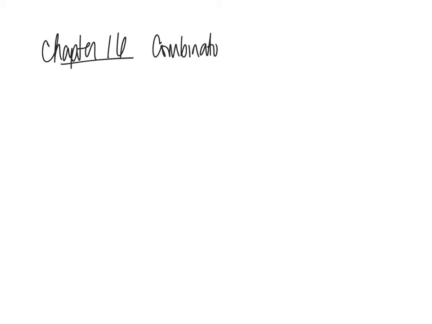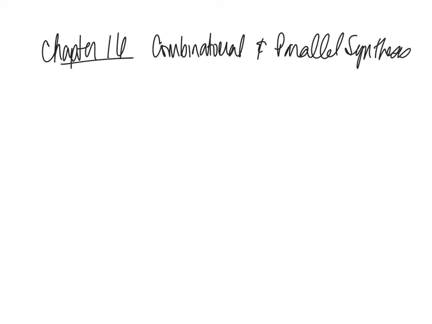Okay, so this week, it's Monday, and this week we're going to talk about chapter 16. The next week we'll do chapter 17, and the following week we'll do chapter 18. Chapter 16's title is Combinatorial and Parallel Synthesis. And these are tools for drug discovery.